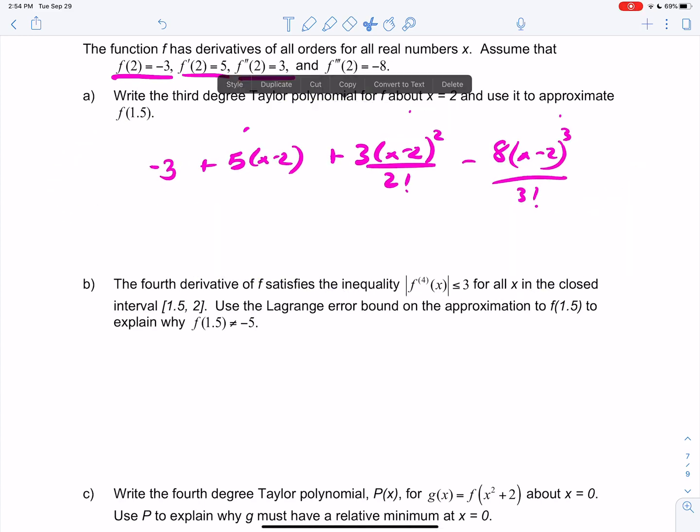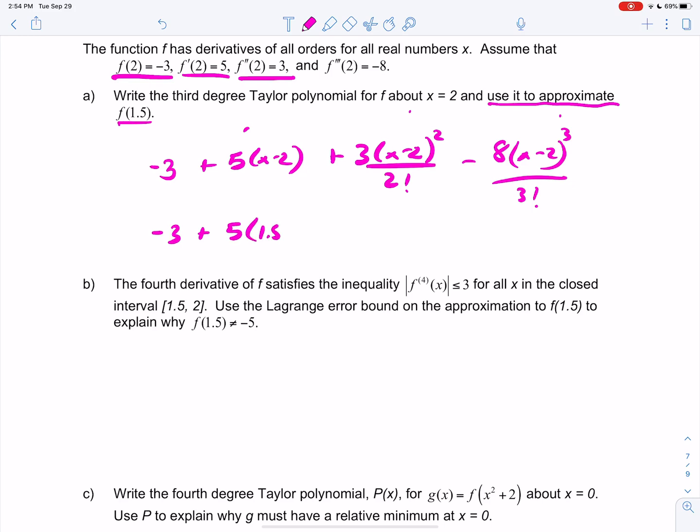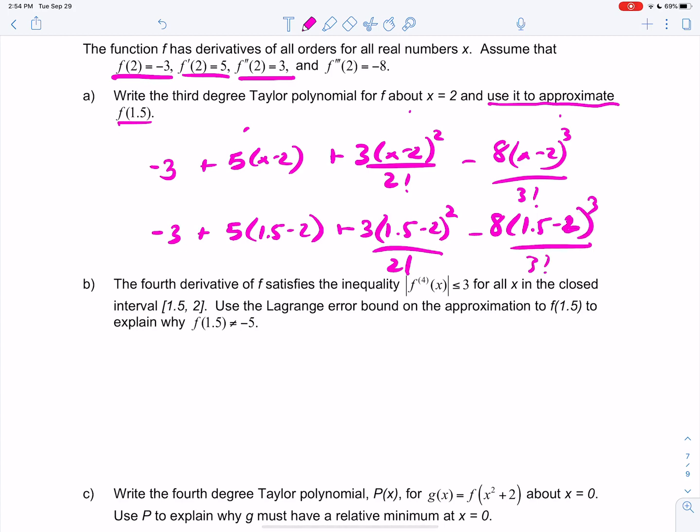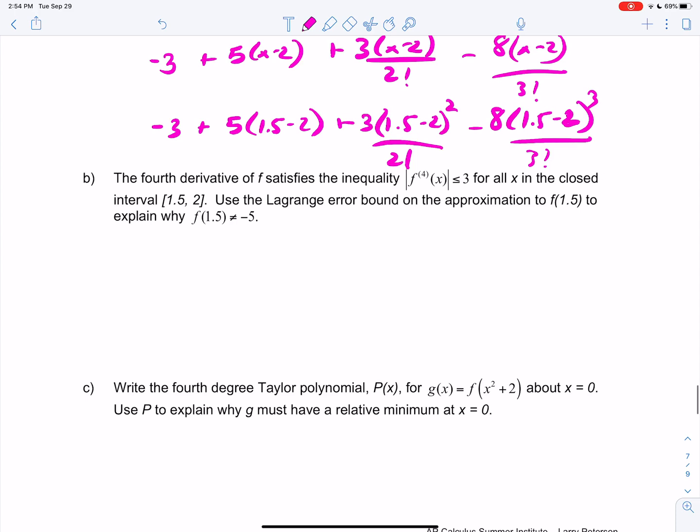So there we go. Now what they want you to do is use it to approximate f of 1.5. What are you going to do? You're going to stick in the 1.5. And what do we do next? We do nothing because equal is equal. It's going to save you so much time. All right? Cool. Okay. Part B.